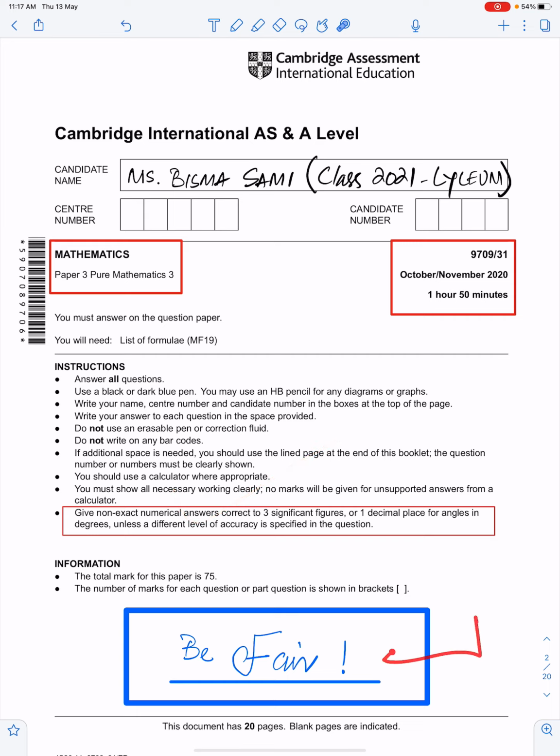An important advice for me and for everyone, we must be fair to others. 2 important tips to solve the paper in a good way. Number 1, avoid careless mistakes. Number 2, read questions carefully.